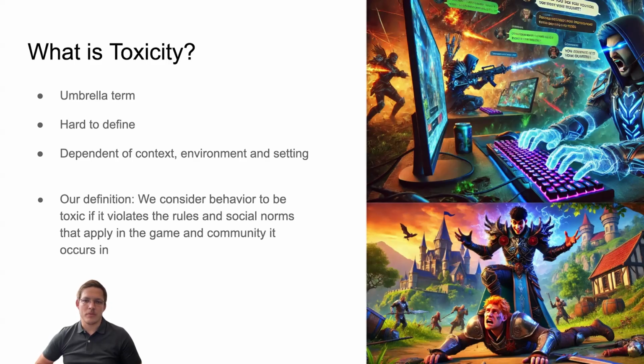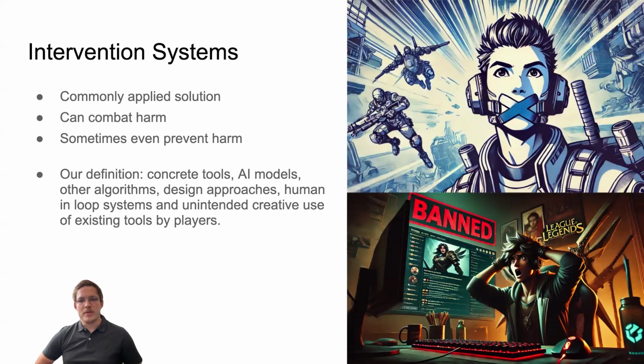Once these behaviors become problematic, we start to look for a solution. A common approach to deal with these behaviors are intervention systems. Intervention systems are an important part of combating harm, for example, by detecting, sanctioning, and in some cases, preventing toxicity. We use a broad definition for intervention systems in our study, including concrete tools, AI models like detection of toxic chat messages, other algorithms, design approaches, human-in-the-loop systems like manual moderation, and unintended creative use of existing tools by players, such as gender masking through character customization.